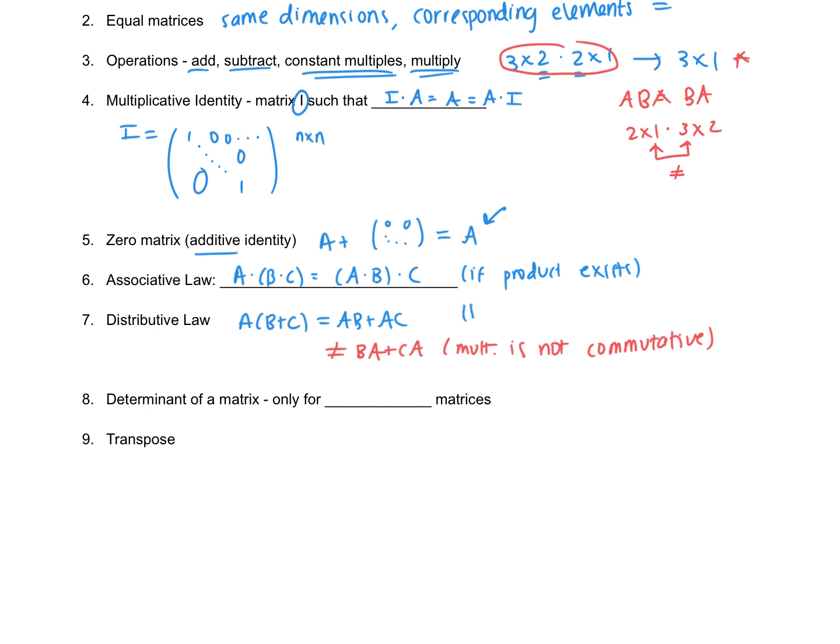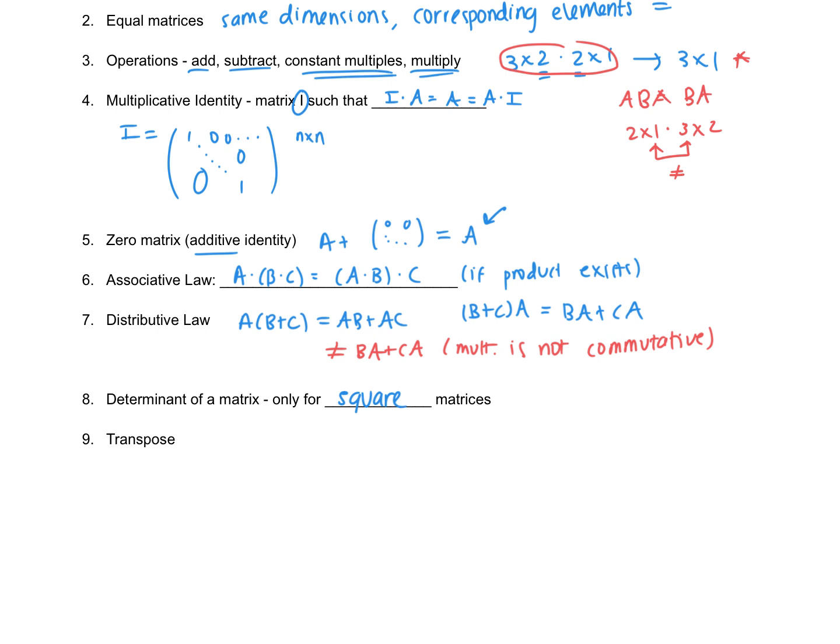Likewise, if we do the sum first and then we multiply by A, that's the same as BA add CA. Next thing, determinant of a matrix. We looked at these a little bit in Calc 3 when we were finding cross products. One thing to remind us of is that we can only find the determinant of square matrices.